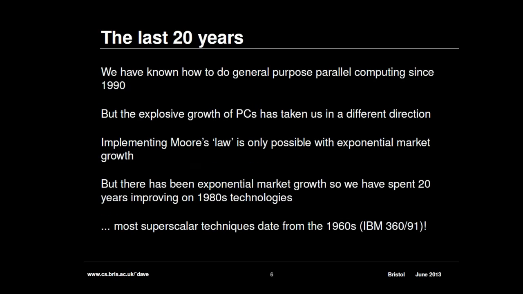So, the last 20 years, what's been going on? People often ask me this, particularly when they notice that lots of papers and publications that come from the late 1980s seem to be as relevant today as they were then.